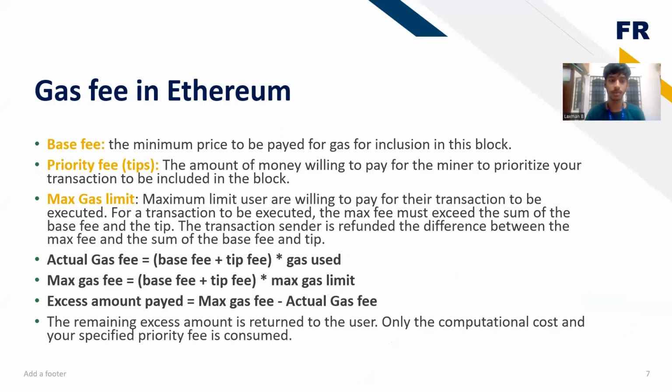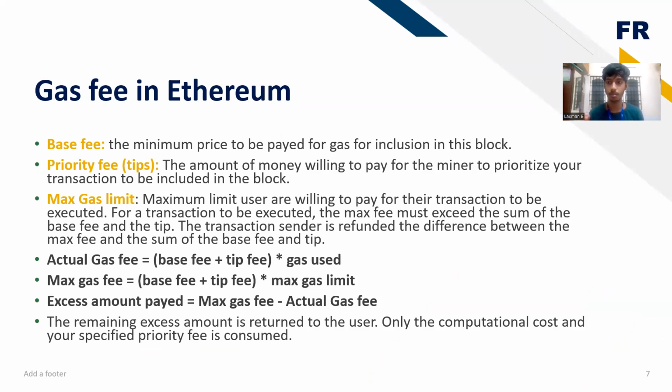the Ethereum blockchain. So what is the gas fee in Ethereum? To know what the gas fee is and how to calculate it, we need to know three things. First, we need to know what the base fee is, what the priority or tip fee is, and then what the maximum gas limit is. The base fee is nothing but the minimum price or gas required so that my transaction will be included in the blockchain. That is the base fee. Next is the priority fee. The priority fee is nothing but the miner fee which we have seen in Bitcoin itself.